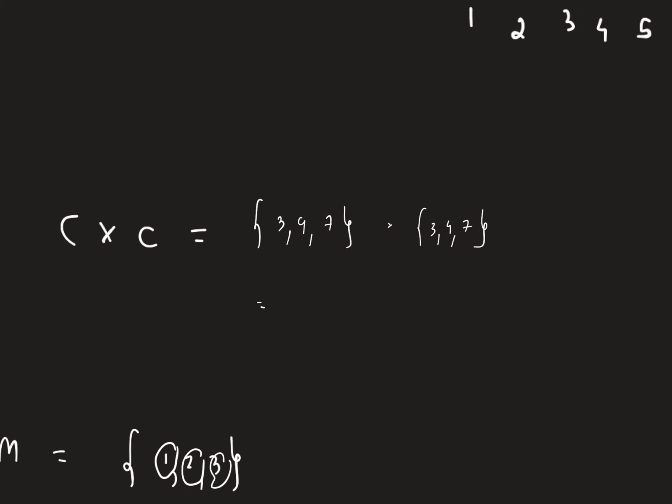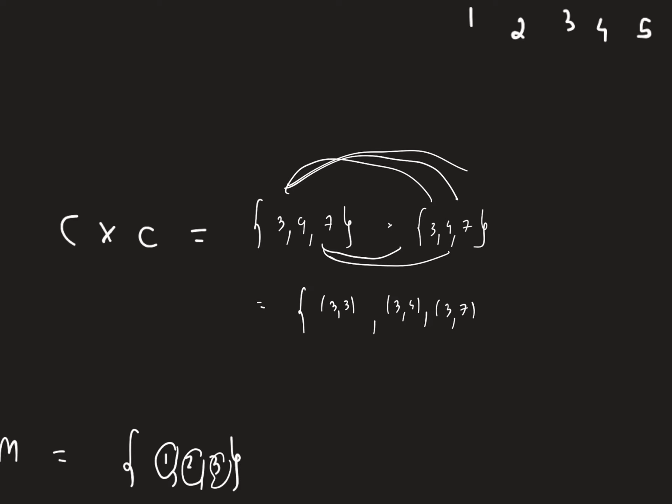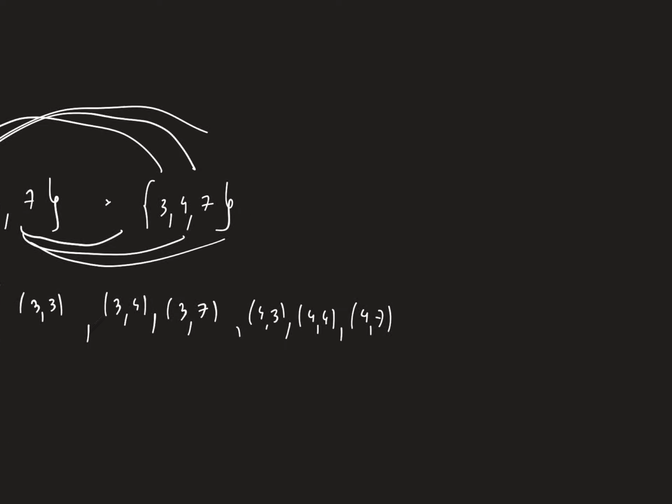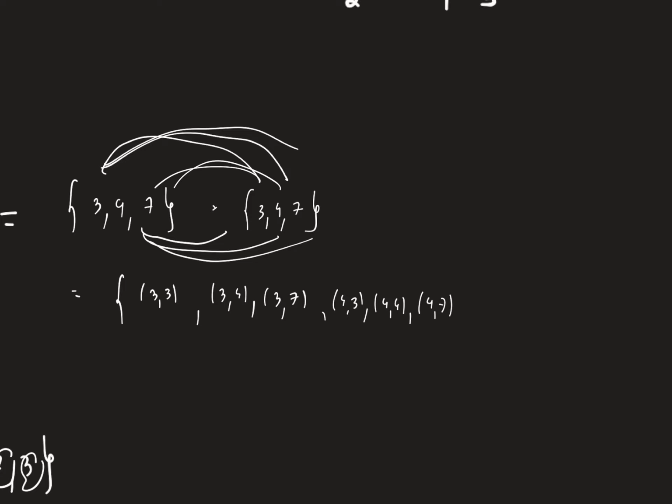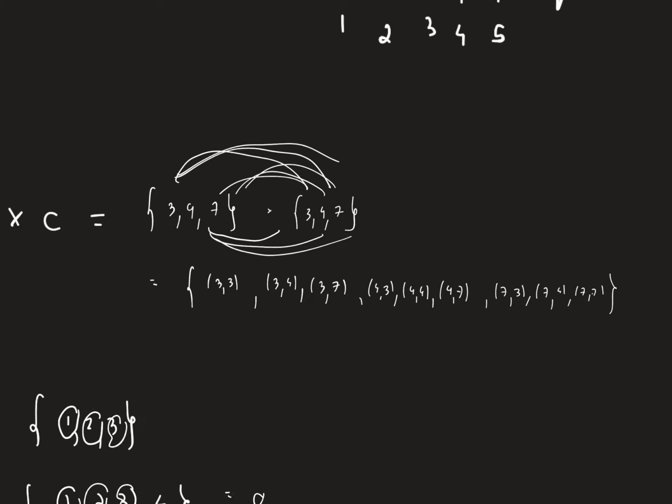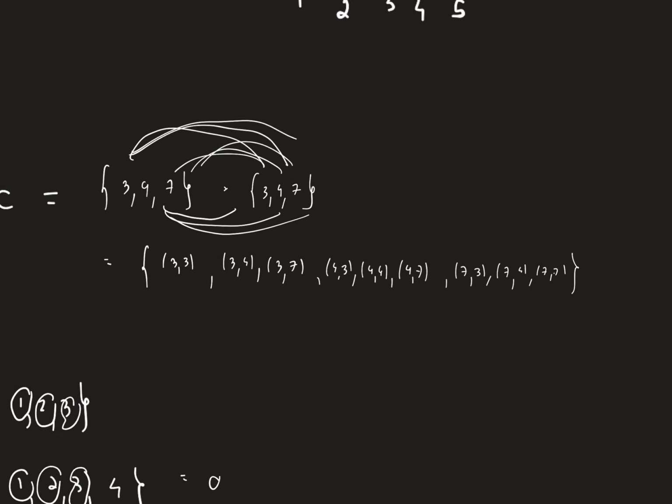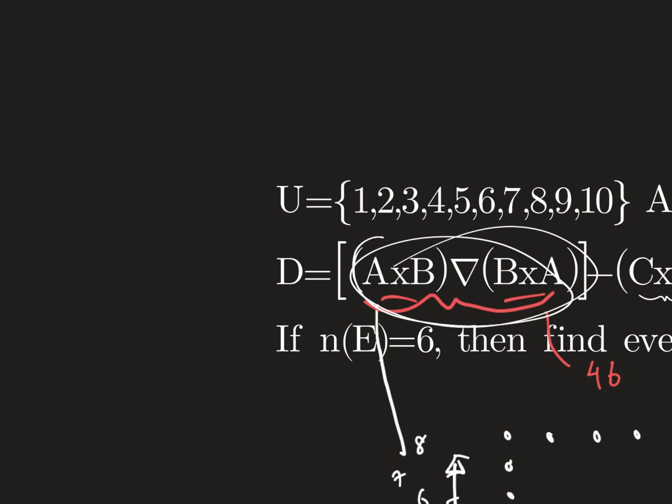And the results are (3, 3), which is here, (3, 4), (3, 7). So I'm just going to write it. And then (4, 3), (4, 4), and (4, 7). And the last ones, (7, 3), (7, 4), and (7, 7), all of which are in this set.